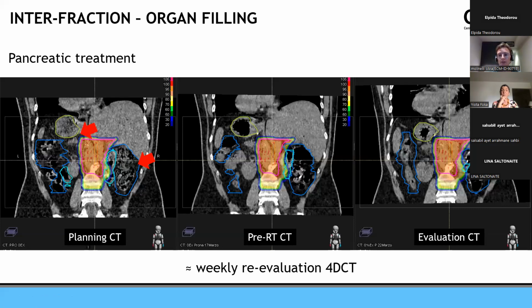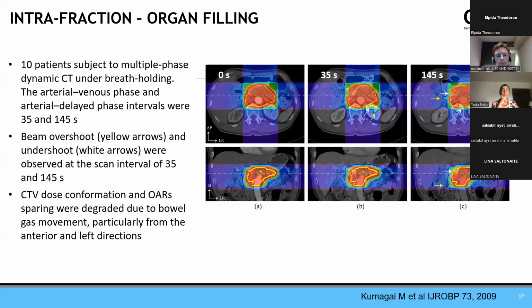We don't have a gantry, so we are left with the fact that we cannot use beam directions which are crossing the bowel, because, let's say, the dose degradation from this direction would be significant. And this has been shown in several publications in the literature.